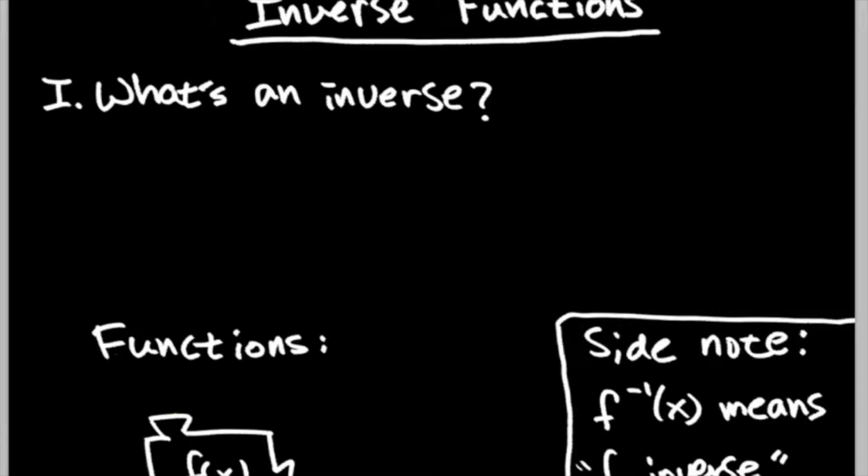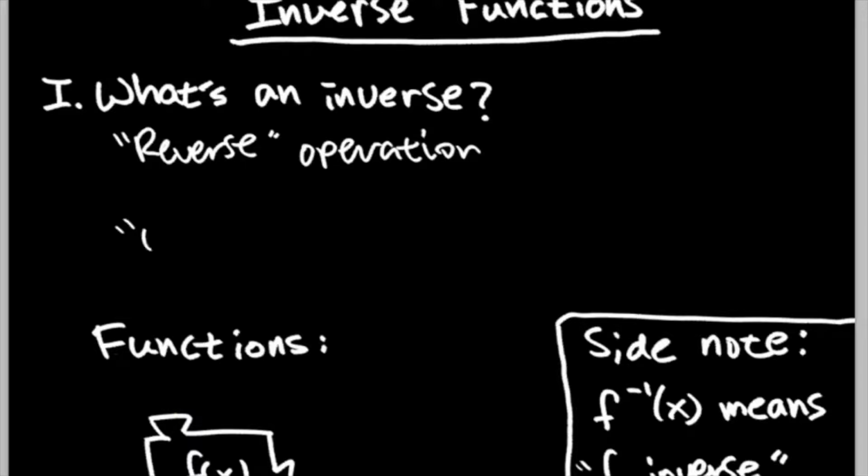Alright, so inverse functions. First thing we should figure out is, what is an inverse anyway? The word inverse basically just means reverse operation. A lot of times you'll hear people say the word opposite instead, which is not exactly correct. So opposite, don't use that, not when you're talking about inverses. This is called wrong. Unless it's adding, subtracting, then in that case, it's the inverse.